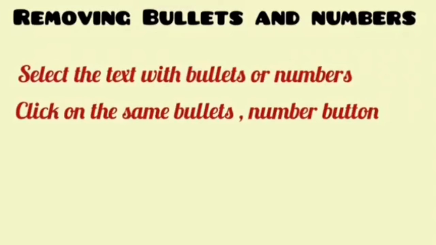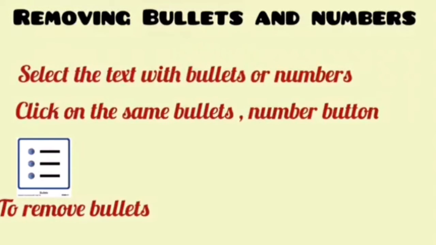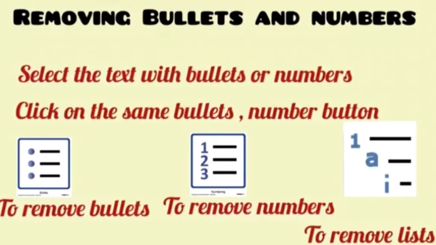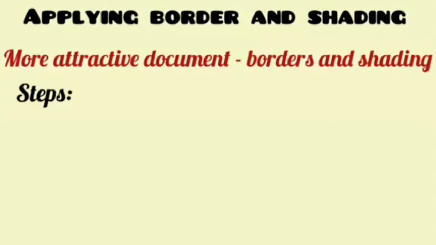Next, how to remove these bullets and numbers. Again, you have to select the text where you have bullets and numbers. Then click on the same bullets button to remove the bullets, the number button to remove numbers, and the list button to remove the list. This is how you will remove the bullets and numbers. So to add the bullets, click on the bullet button and number button. To remove them also, again you have to click on bullets and numbers.